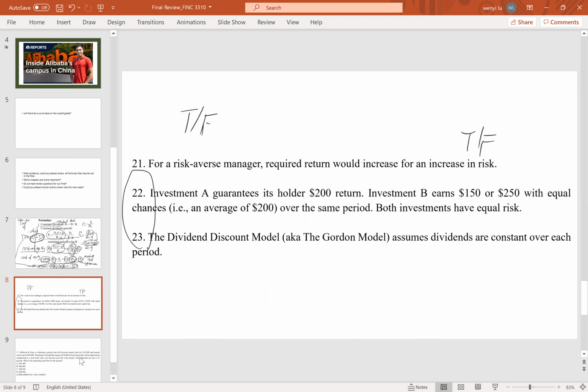For risk-averse managers, required return must increase for an increase in the risk. What is risk averse? When we study return and risk, we basically have three types of measures. One is risk averse, one is risk neutral.